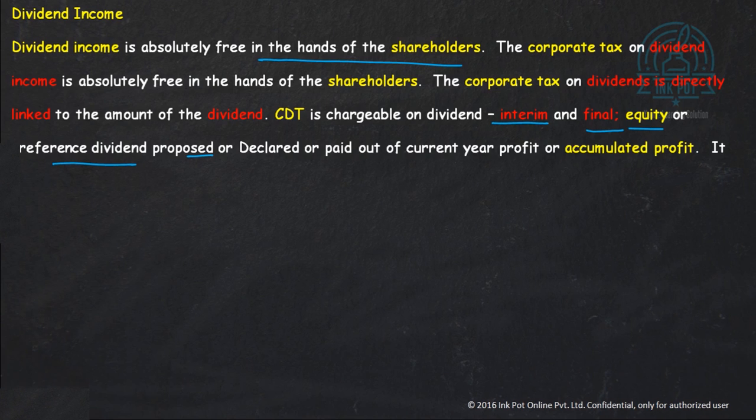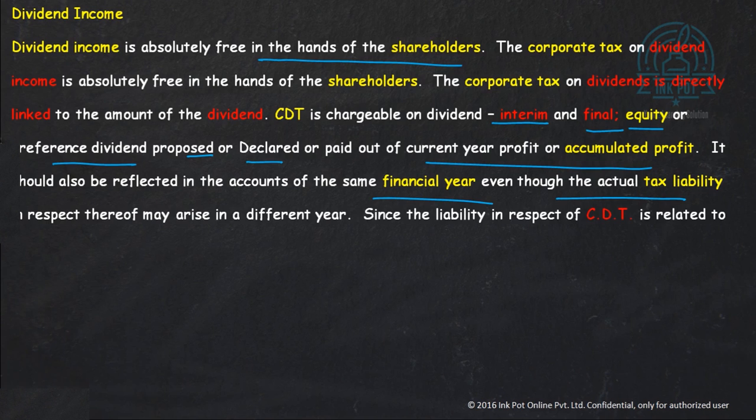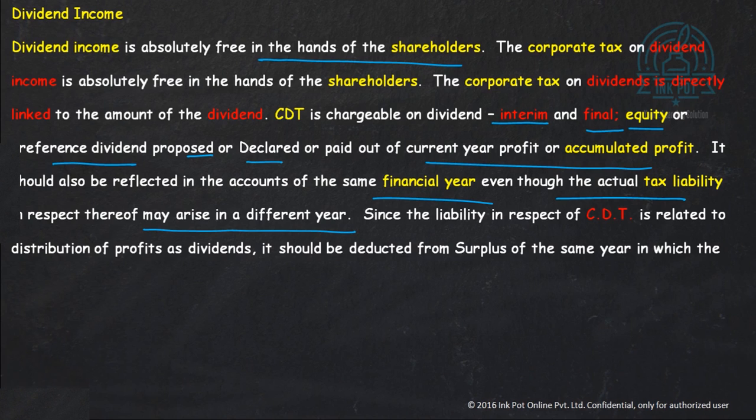either proposed or declared out of the current year's profit, the amount of CDT is to be appropriated, and it should be reflected in the accounts of the financial year, even though the actual tax liability may arise in a different year, because the dividend is proposed in the previous year but paid in the next accounting year. Since the liability of the CDT is related to the distribution of profit, it should be deducted from the surplus of the same year in which the dividend is declared.